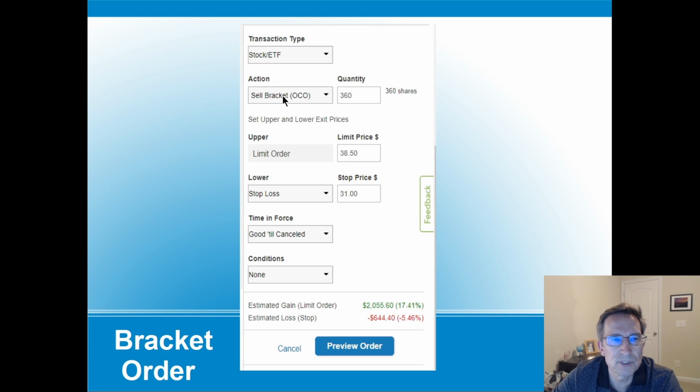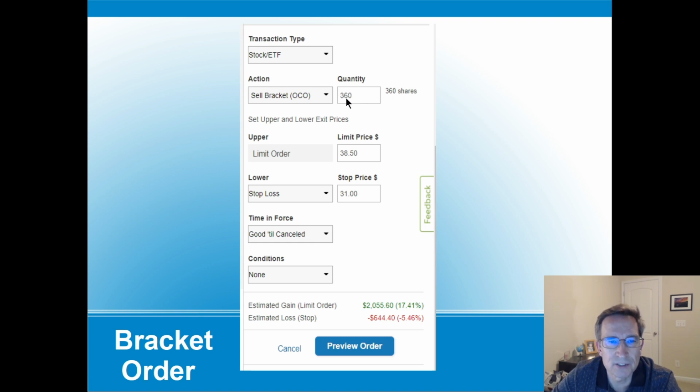So let's go through this real quick. Of course, transaction type is stock ETF. That's just selected here. And then the action, and this is where the bracket order comes in. Sell bracket, that means bracket order. And with Fidelity, they give you this little nomenclature here, OCO, one cancels the other. And then the quantity, that just means how many shares you're looking to buy.